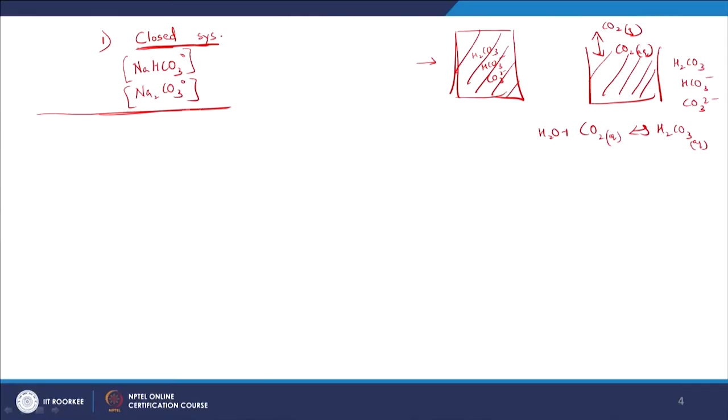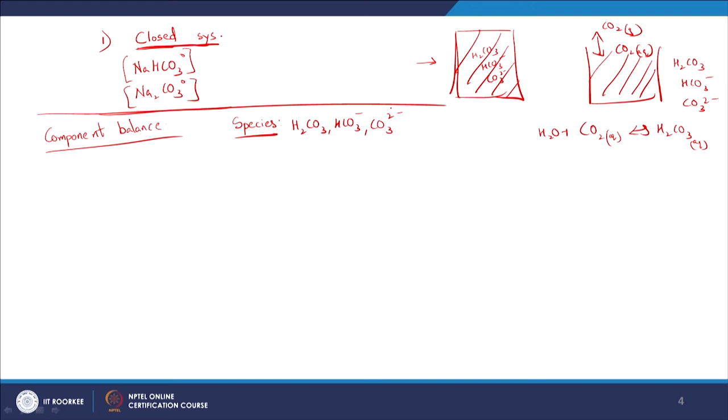Again, what are we going to look at? The only way to solve these is going to be the component balance. Whenever we look at component balance, we obviously need to define the species. For this particular carbonate system, the species are going to be H2CO3, HCO3 minus, and CO3 2 minus, the relevant acid and conjugate bases. We are always going to have H plus and OH minus, and here we also have sodium, so we are also going to have the relevant sodium, the salt here.